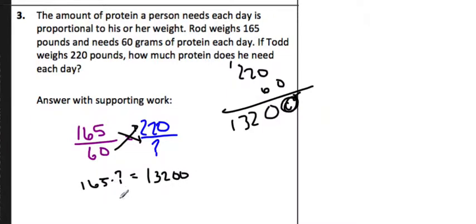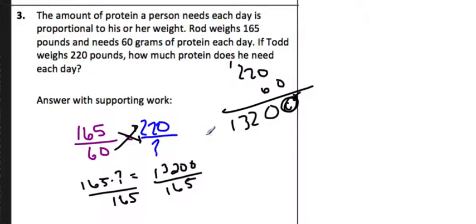13200. Now this is multiplication, so again, thinking back to 8th grade, we'll divide by 165, divide by 165 here as well. So now we got to do 13200 divided by 165. Okay, and that one I'm afraid I will need a calculator for, so I'm going to get my phone out. Okay, so if I take 13200 divided by 165, I end up with 80.